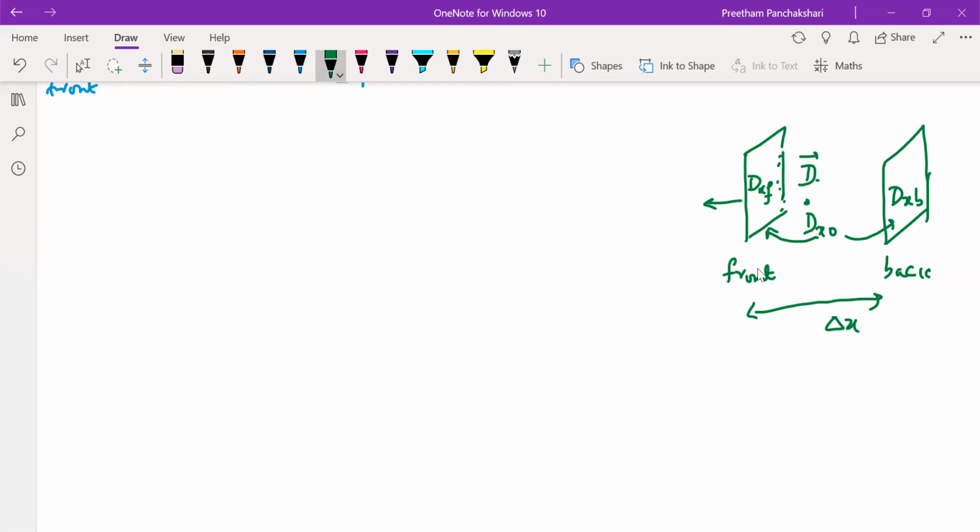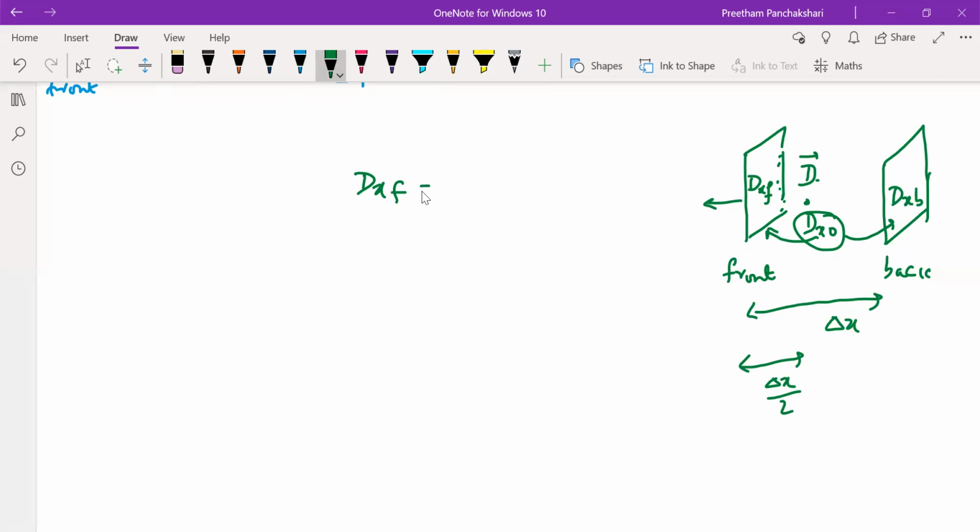Now the question is, when Dxo changes from the midpoint to the front face through a distance of delta x by 2, its value changes to a new value. How to find Dxf? Now that's the question. How to find Dxf from this Dx? How to find this one?